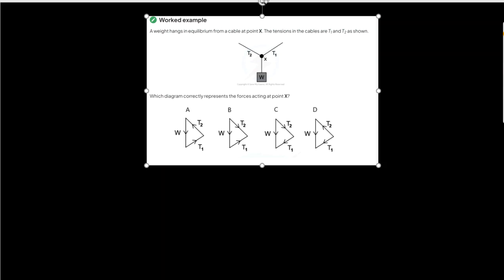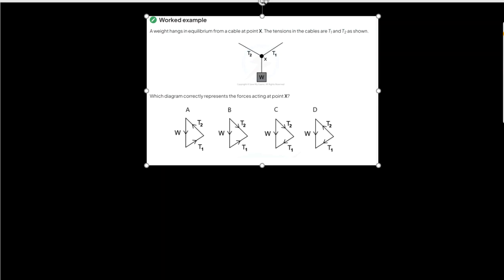In this video, we find the correct diagram that represents this. So these are vector lines. The question says a weight hangs in equilibrium from a cable at point X.